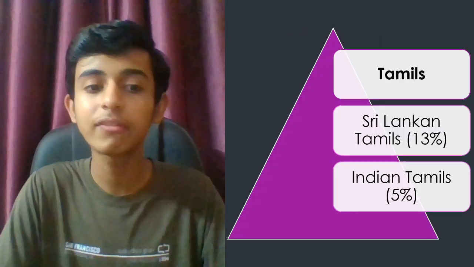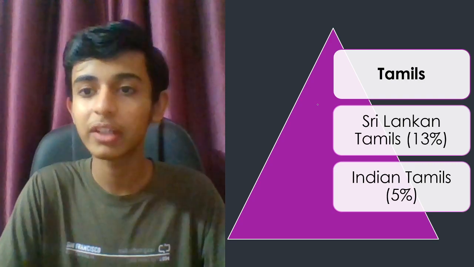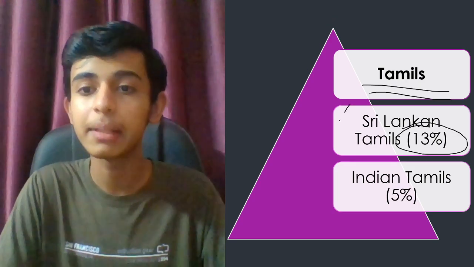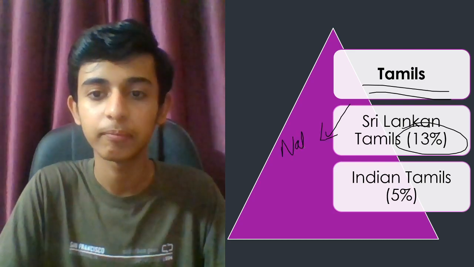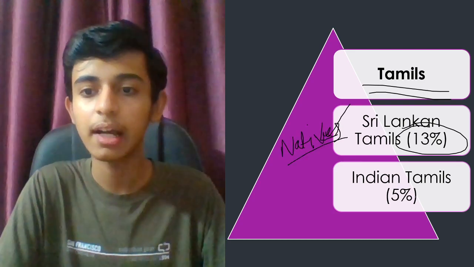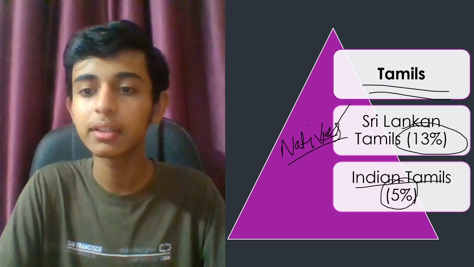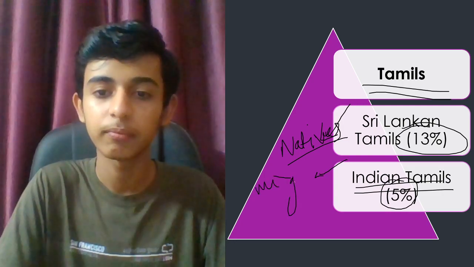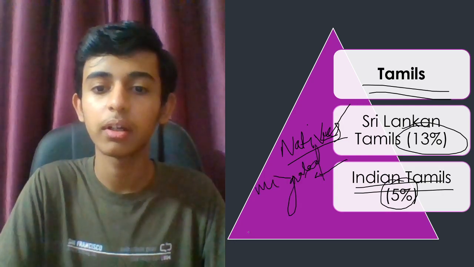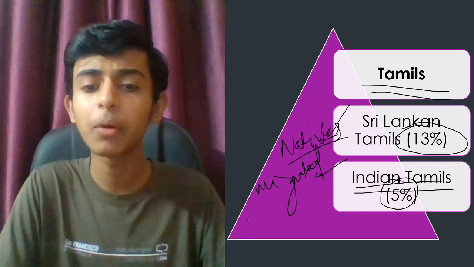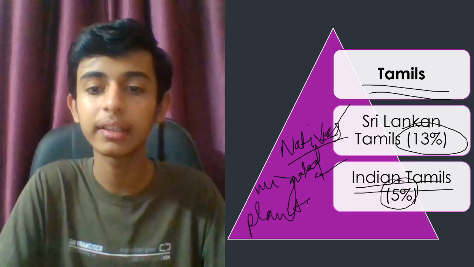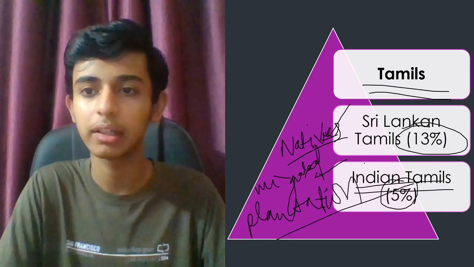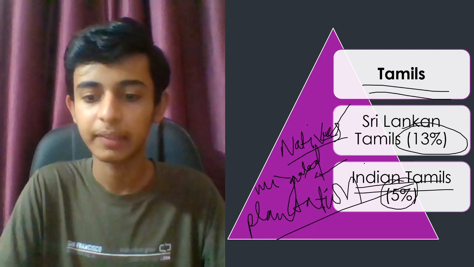See, now we discussed that 18% were Tamils, but here also we have a certain bifurcation. Out of these Tamils, 13% were the Sri Lankan Tamils, who were the natives of Sri Lanka, and 5% constituted the Indian Tamils, who either migrated or had to come here for plantation work during the colonial period. They had to shift to Sri Lanka. So this was the case with the Tamils.